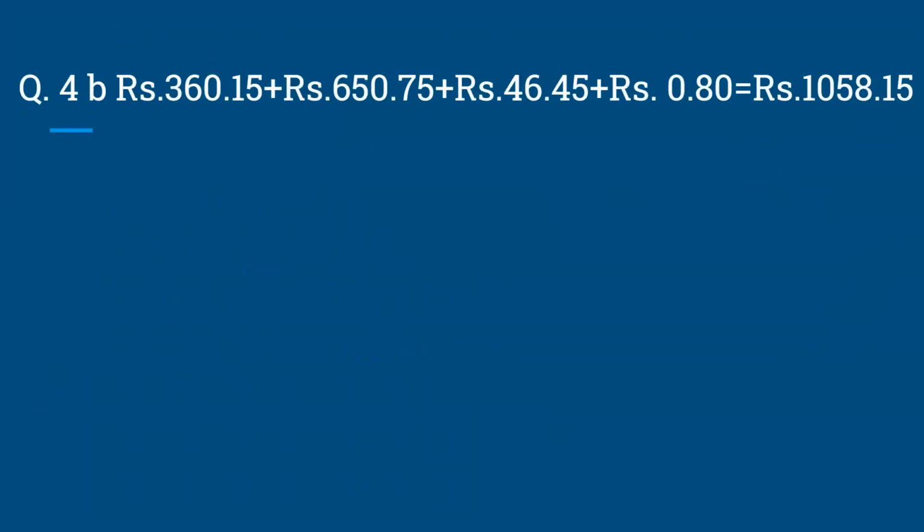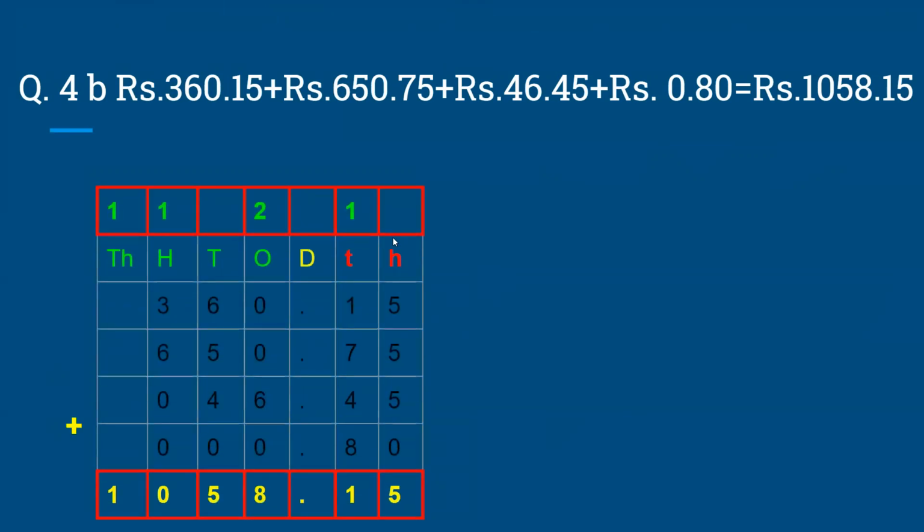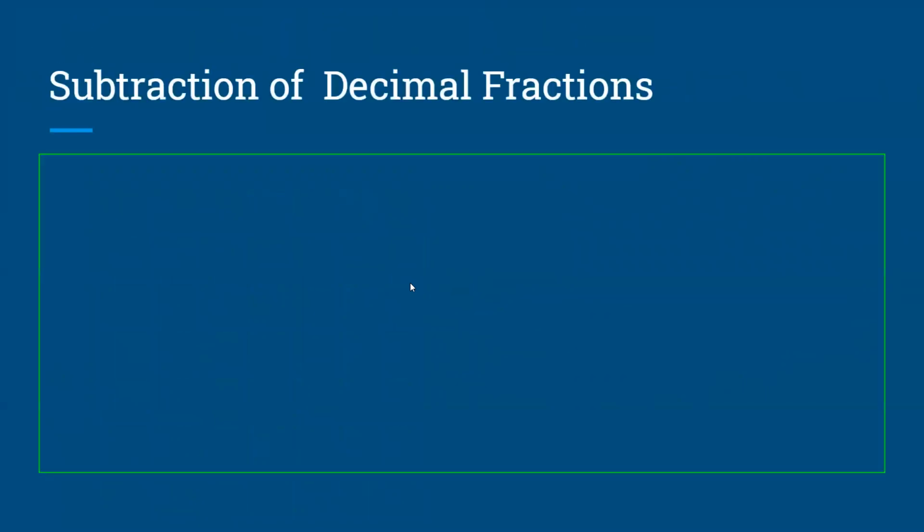The next question 4B. Rupees 360.15 plus rupees 650.75 plus rupees 46.45 plus rupees 0.80. So let's add. This is the addition of rupees and paisa. The digits after decimal is called paisa and the digits before decimals are rupees. Here also we have added and we got it. Now that was the simple addition of rupees and paisa.